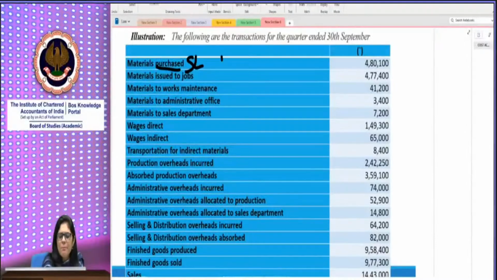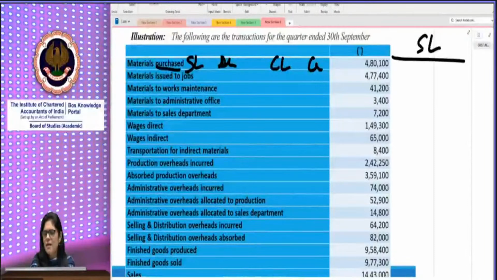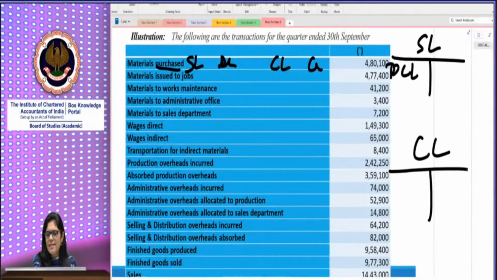So SL debit, SL is receiving debit and CL is credit. In stores ledger control account, it will come to cost ledger control account. In cost ledger control account, it will be by SL control account. Clear? So in SL to CL and in CL by SL. This is the way you have to do the posting.